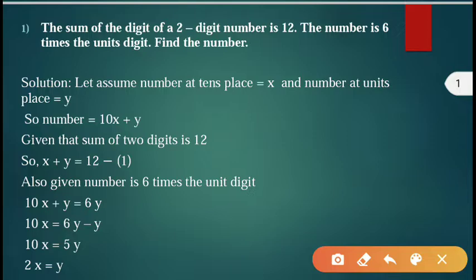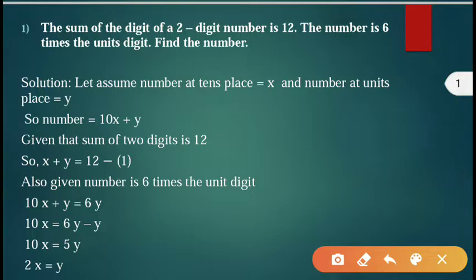The sum of the digits of a 2-digit number is 12. Okay, 2 digits are there and their sum is equal to 12. The number is 6 times the unit digit. Okay, the whole number is 6 times the unit digit only. So find the number. So how will you solve this type of question?